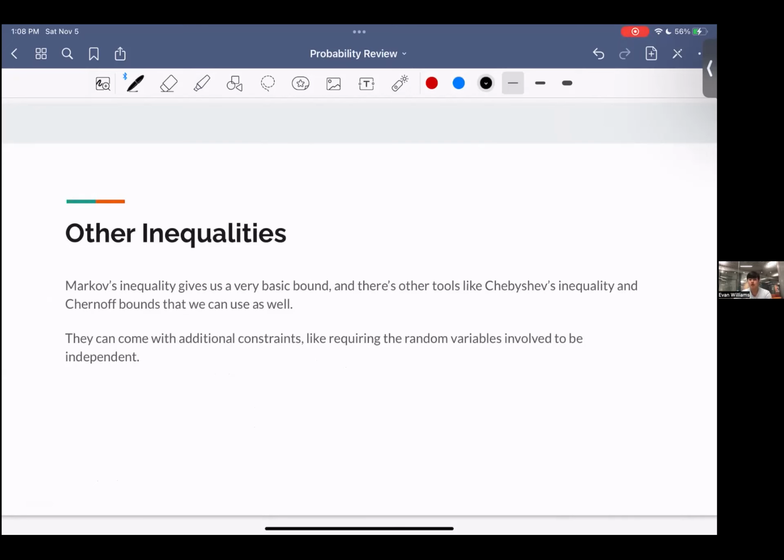It's helpful to know, though, that there are other inequalities. Markov's inequality gives a very basic bound, but we also have more complicated bounds like Chebyshev's inequality and Chernoff bounds that we could use as well. But they do come with additional constraints, and so we're not going to require them in this course.